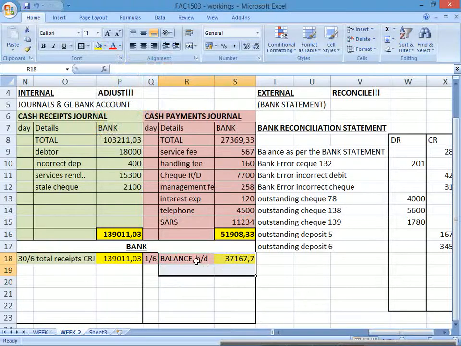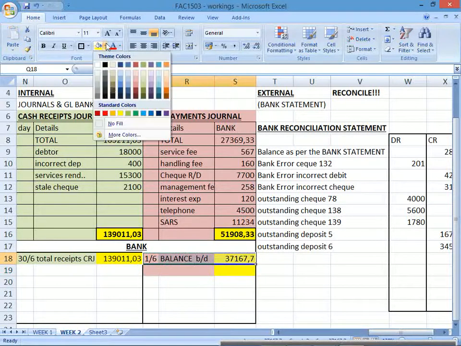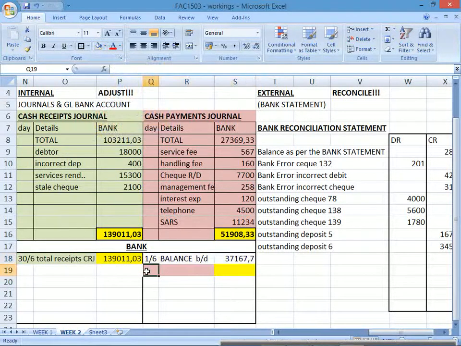Ooh, formatting here. Next line. Okay, 30th of the 6th, total payments, CPJ, and that amount. Right, so now we need to balance this account off.